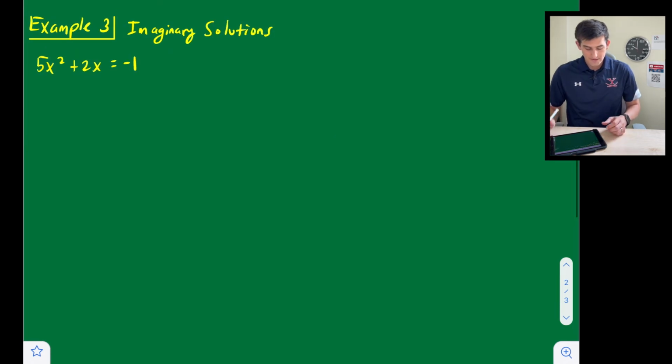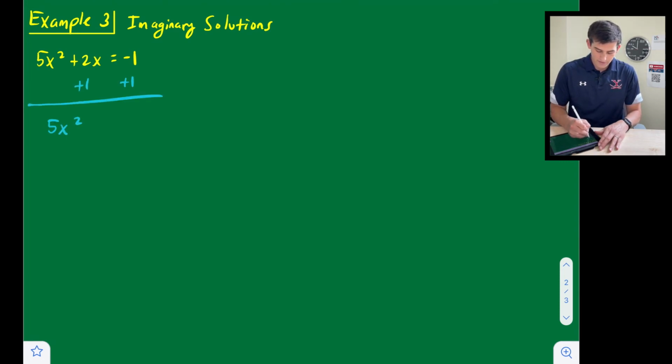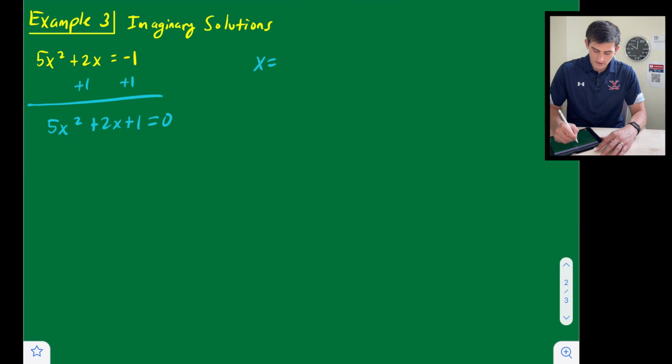All right, and last example, number 3, we're going to look at an imaginary solution. Once again, we want to make sure this is equal to 0, so let's add 1 here. So now we have 5x squared plus 2x plus 1 is equal to 0. And now we're good to go ahead and use our formula. So we have x equals opposite of b plus or minus the square root of b squared minus 4 times a times c, and we're going to divide that by 2a.